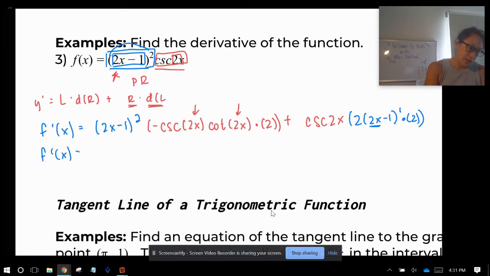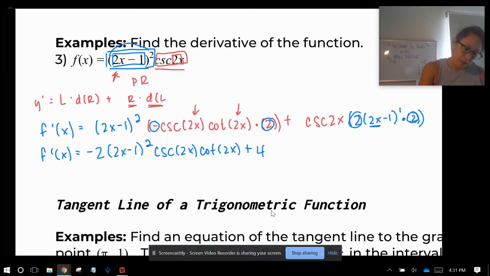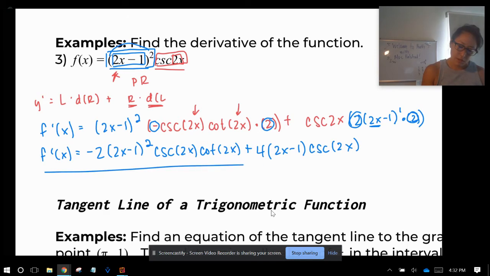All right, let's just simplify a little bit. I get, this is a mess, negative 2, so I'm going to take the negative and the 2 to the front, times 2x minus 1 squared times the cosecant of 2x times the cotangent of 2x, plus I'm going to take the 2 and the 2 to the front, so plus 4 times 2x minus 1 to the first power times the cosecant of 2x. All right, and that's it. Combining rules.